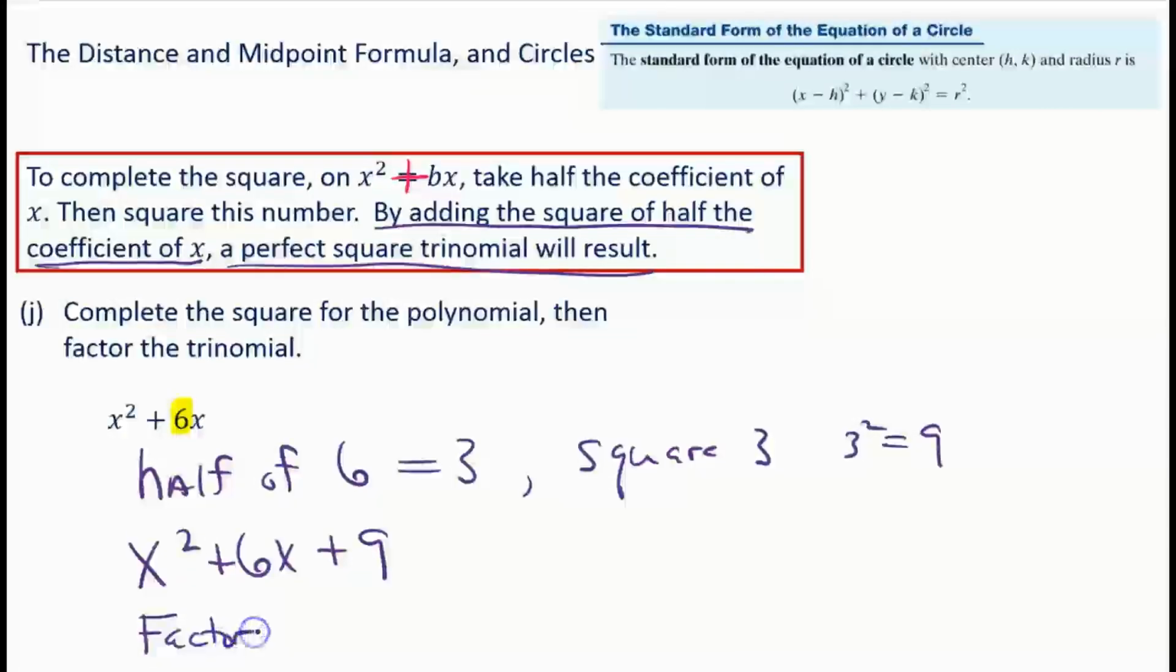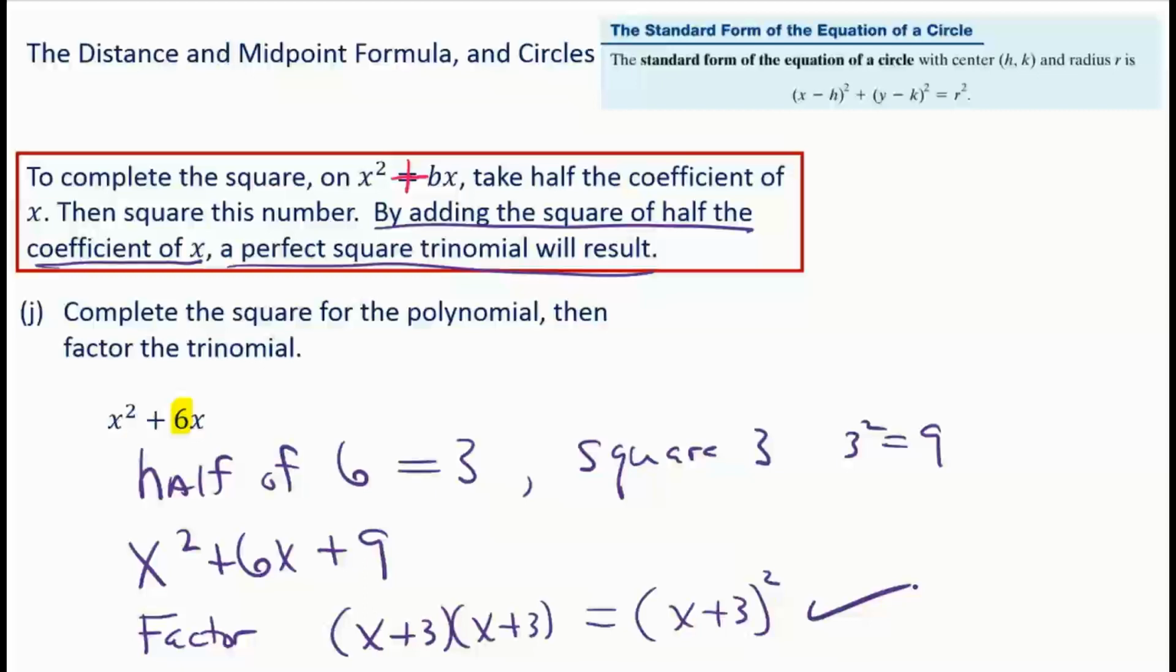Now watch out. I need a number that multiplies to be 9 and adds to be 6. What numbers do that? Well, 3 and 3, right? So this factors into x plus 3 times x plus 3. Now another way to write that, and the way you should write it, is x plus 3 squared. So we completed the square. Your goal is to attempt to write this binomial as a perfect square, and this is a perfect square, x plus 3 times x plus 3.